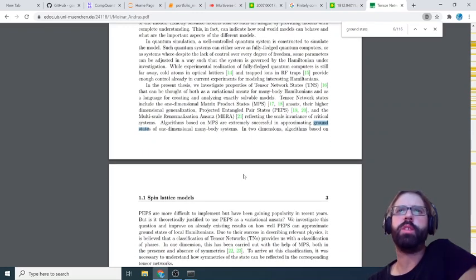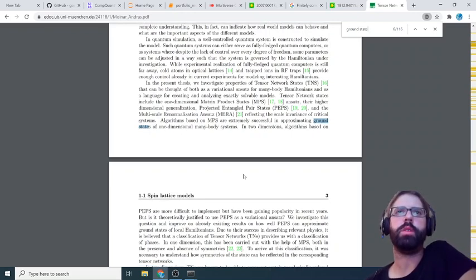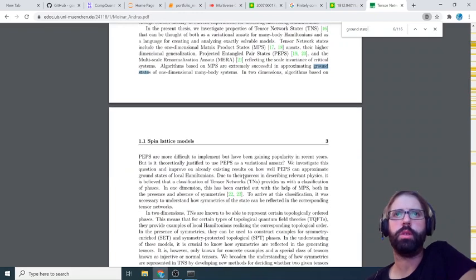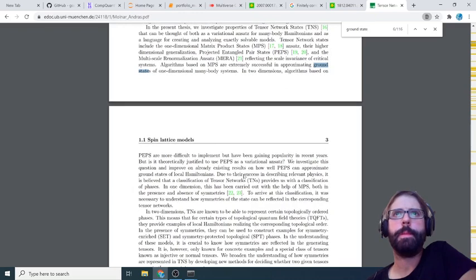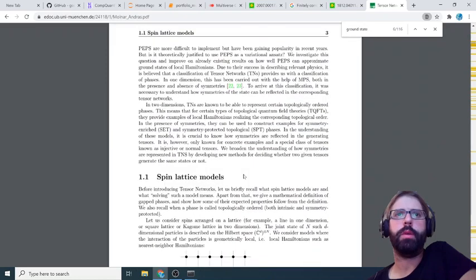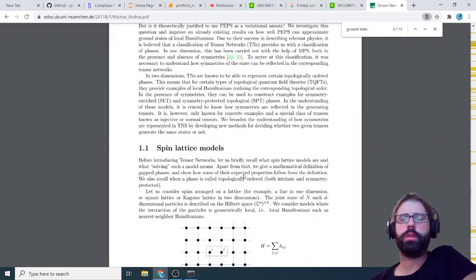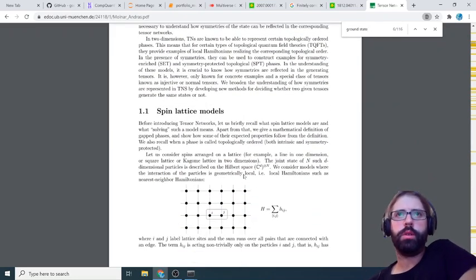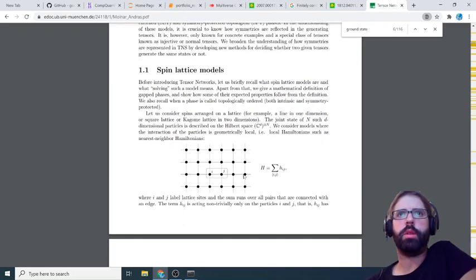One-dimensional. What does it mean in this case, one-dimensional, though? One-dimensional many-body systems. Before introducing tensor networks, spin lattice models.